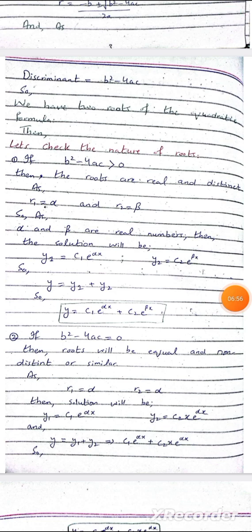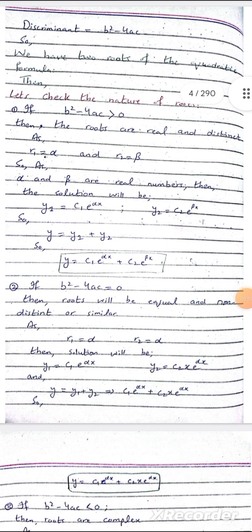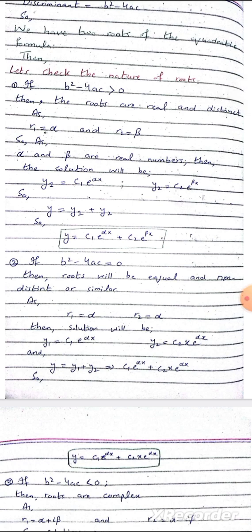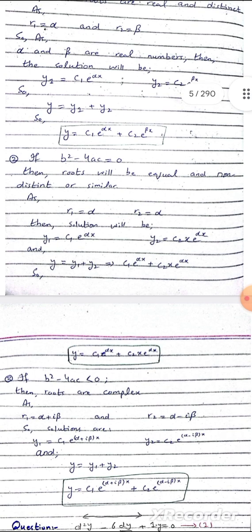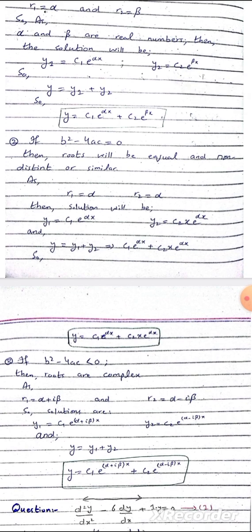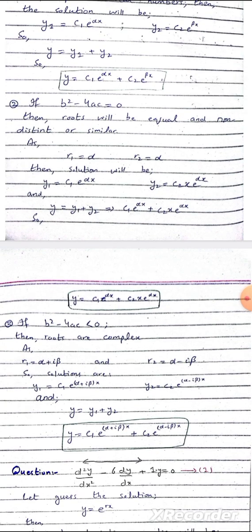Now if b² minus 4ac is equal to 0, then the roots will be equal, non-distinct or similar. As r1 is alpha and r2 is again alpha, the solution will be of this kind: y1 is equal to c1 e^(alpha x) and y2 is equal to c2 x e^(alpha x). So the general solution is y is equal to y1 plus y2, which is c1 e^(alpha x) plus c2 x e^(alpha x).